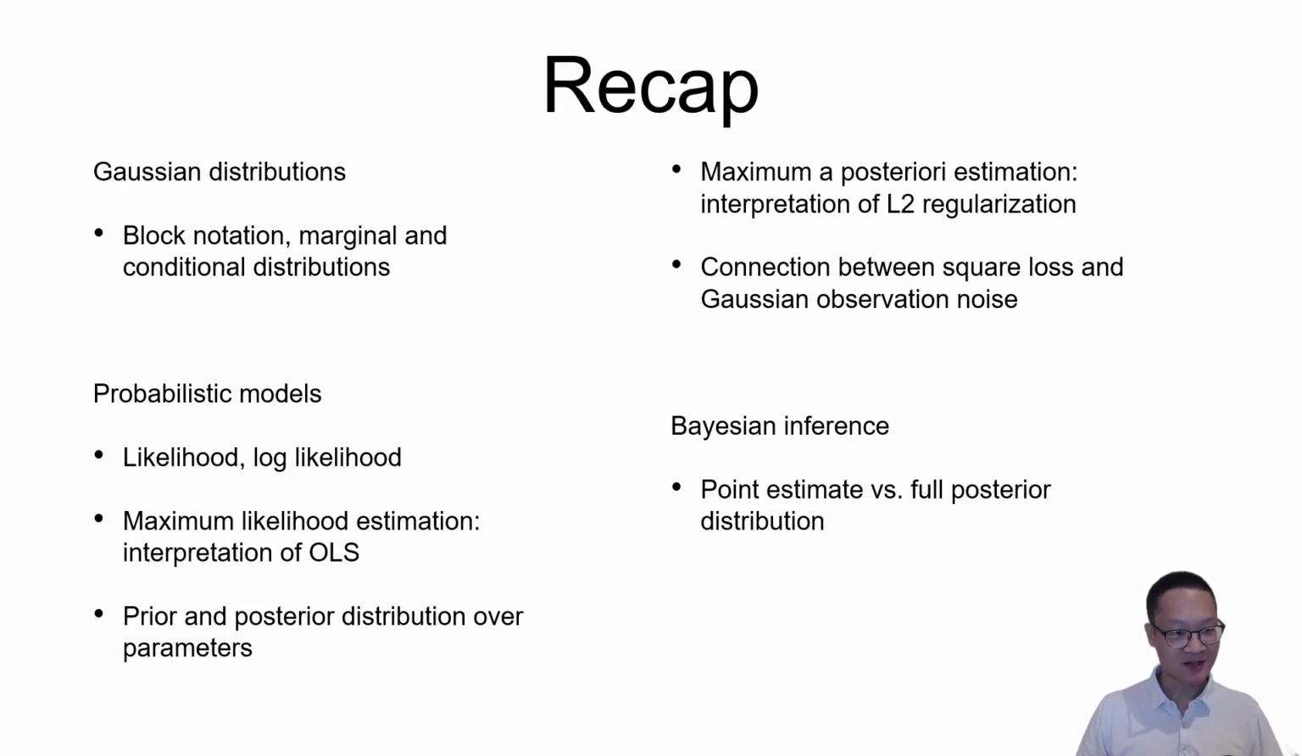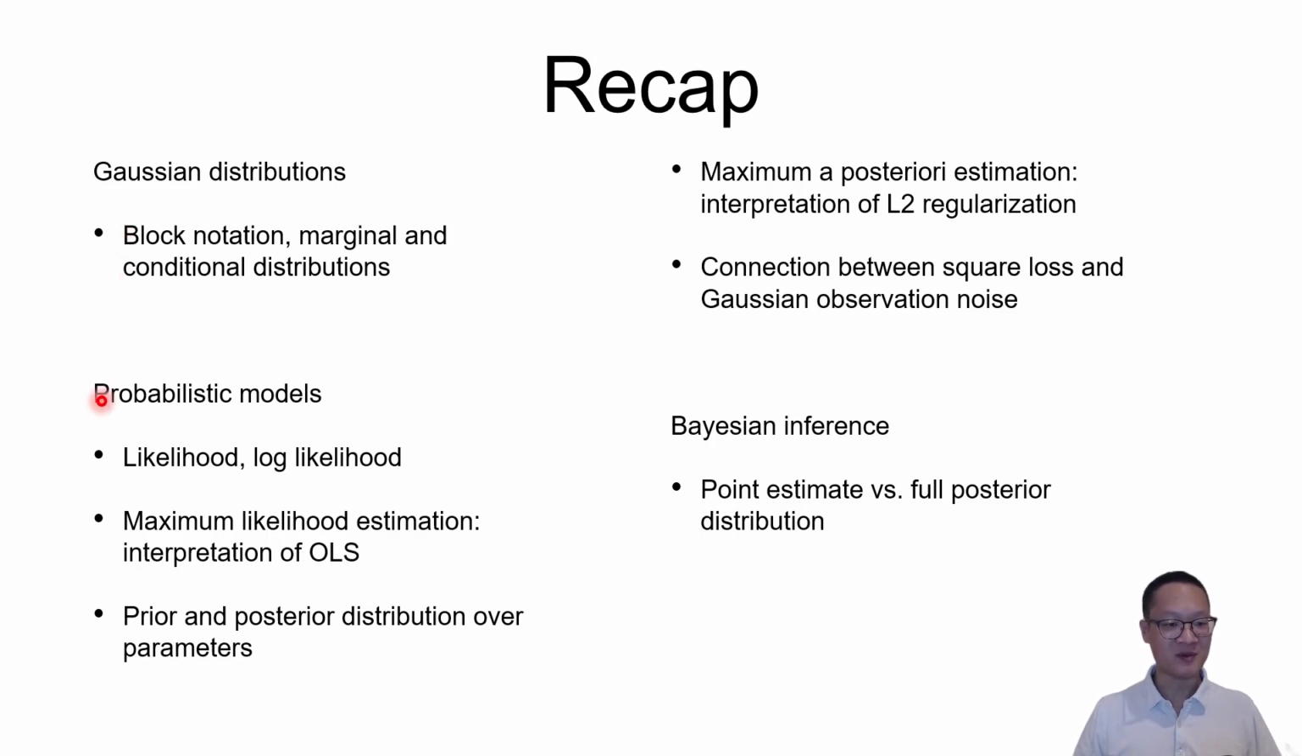So last time we actually covered a lot of things. We started off finishing up the probability review by talking about Gaussian distributions and how we can look at the marginal and conditional distributions, basically how we can compute them very easily given the joint distribution. And that was done by using the block notation.